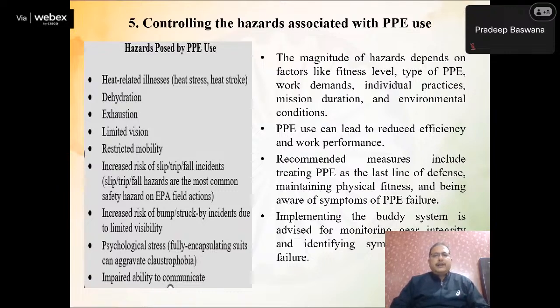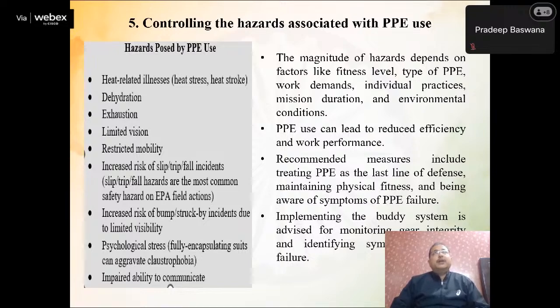The magnitude of hazard depends on factors like fitness level, type of PP, work demands, individual practices, mission duration, and environmental conditions. So this is the magnitude of hazard, which depends on these factors. PP can lead to reduced efficiency and work performance. Recommended measures include treating PP as the last line of defense, maintaining physical fitness, and being aware of the symptoms of PP failure. Implementing the buddy system is advised for monitoring gear integrity and identifying symptoms of PP failure.